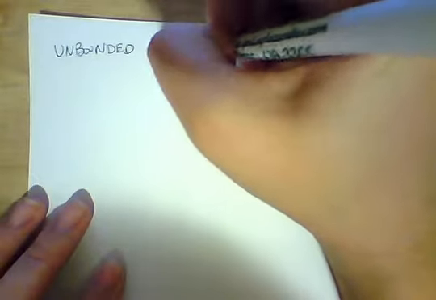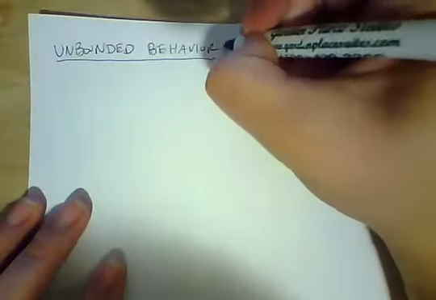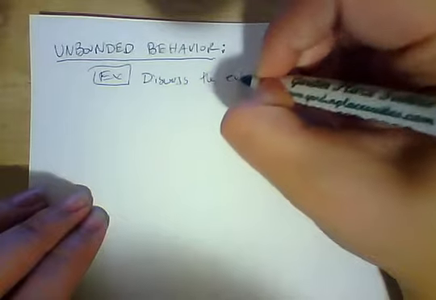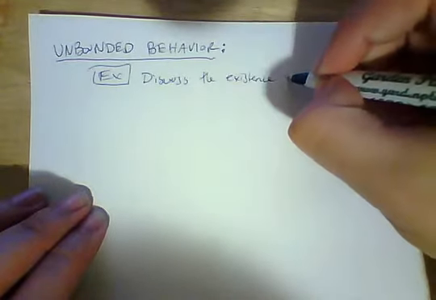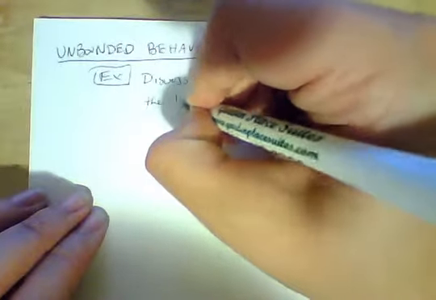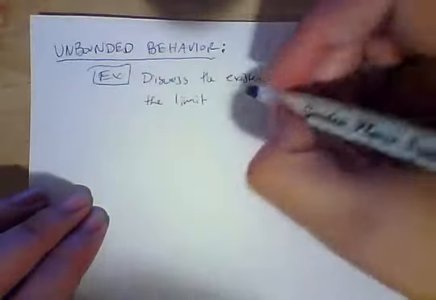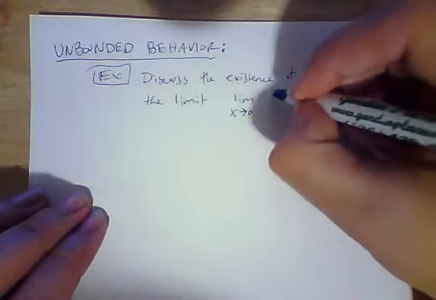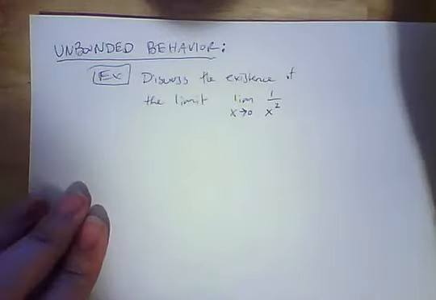Last topic. Unbounded behavior. And here's our example of this circumstance. Discuss the existence of the limit as x approaches 0 for the function 1 over x squared.